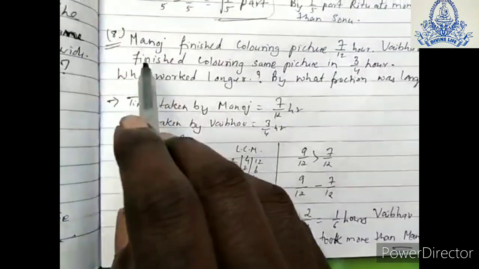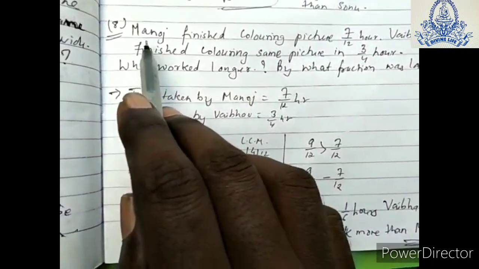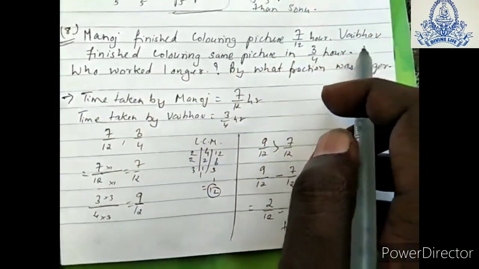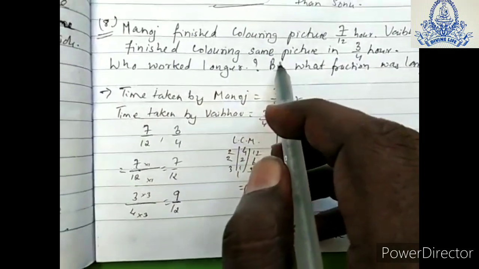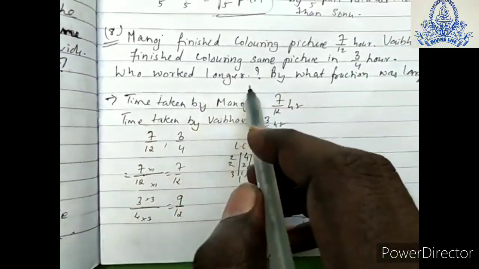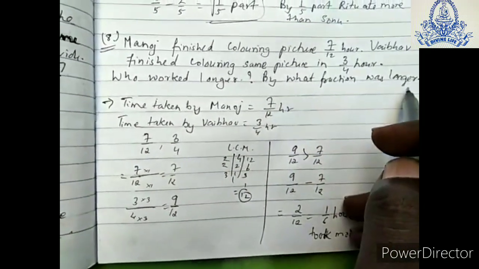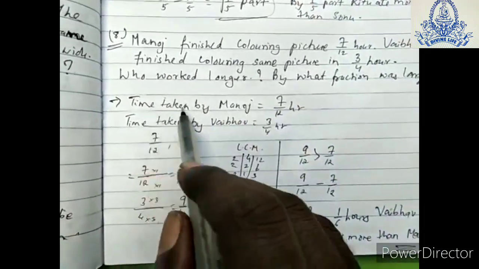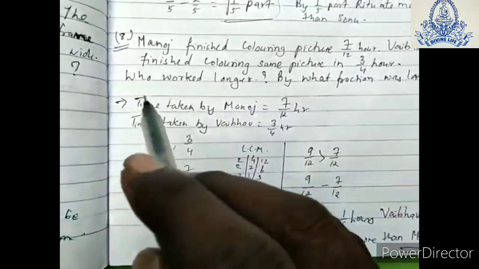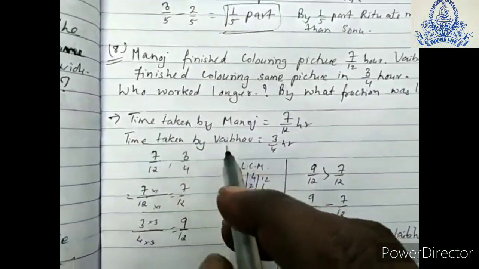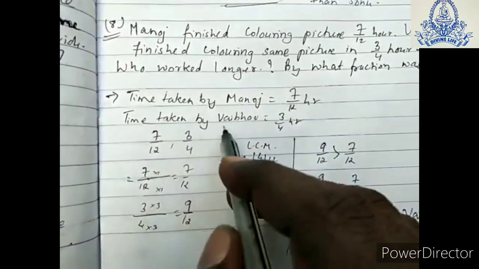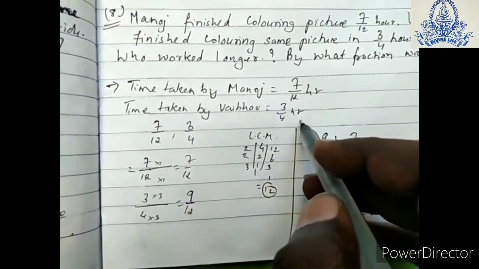Now question number 8, the last question of the exercise. Manoj finished coloring a picture in 7 upon 12 hours. Vaibhav finished coloring the same picture in 3 upon 4 hours. Who worked longer? By what fraction was it longer? The time taken by Manoj to color the picture is 7 upon 12 hours. Time taken by Vaibhav is 3 upon 4 hours.